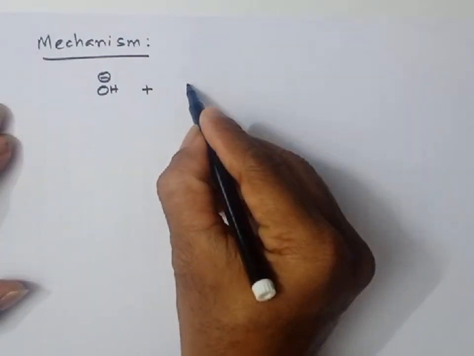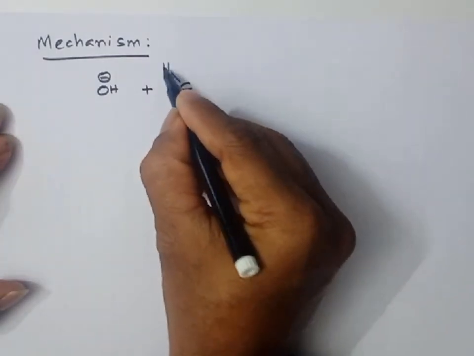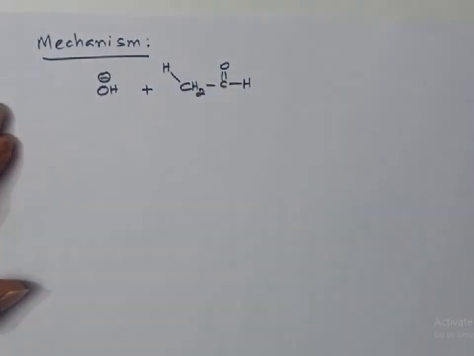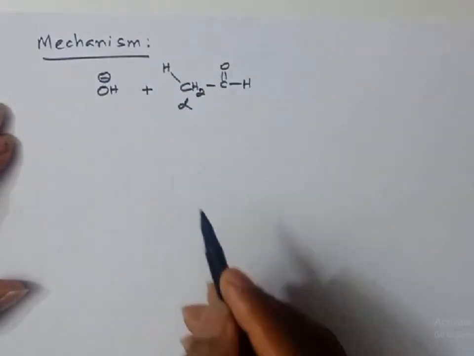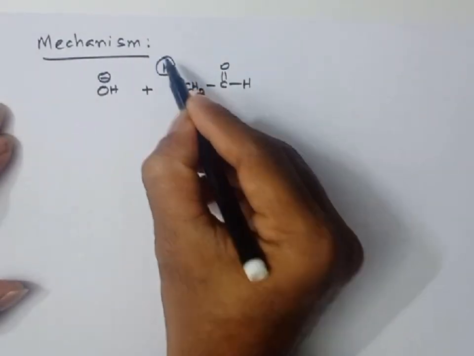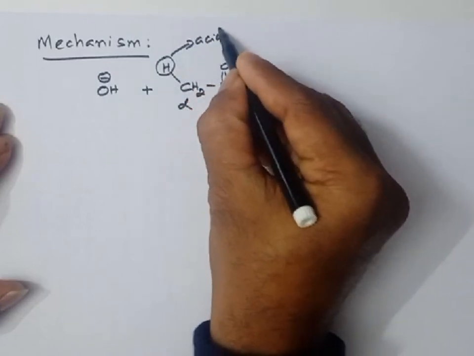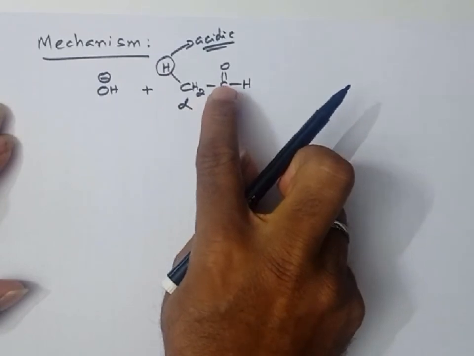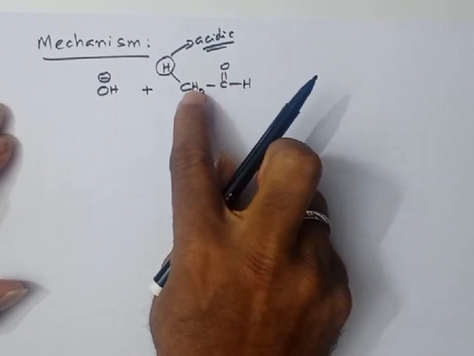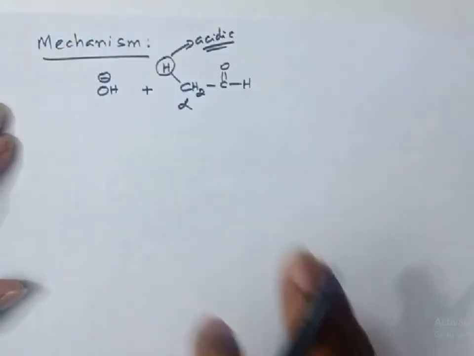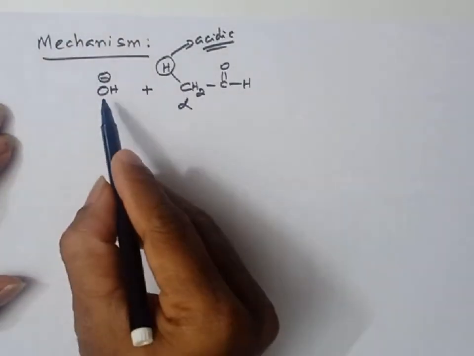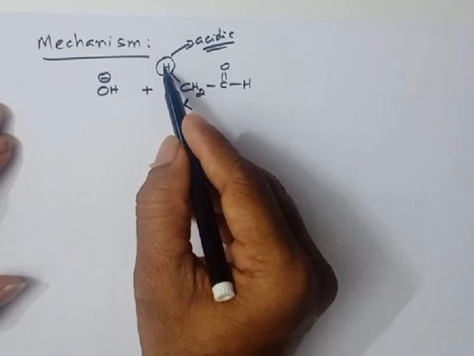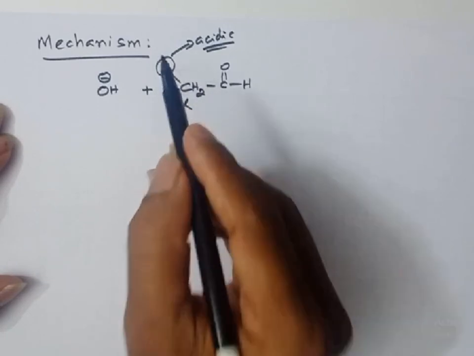Now listen, I'll take one molecule of acetaldehyde. This is your alpha carbon, right? This alpha carbon, in which this hydrogen is actually acidic. It is slightly acidic because of the carbonyl group. If you add a base, OH minus is a strong base, so it will remove the acidic hydrogen present in a compound.